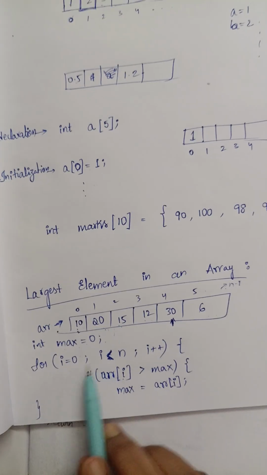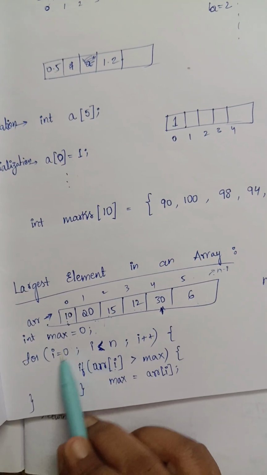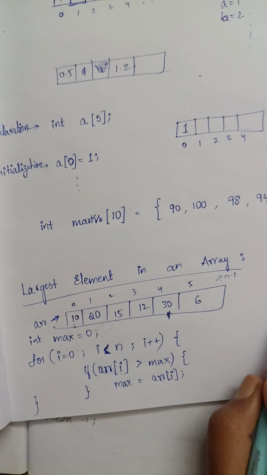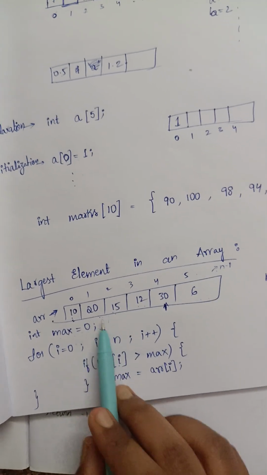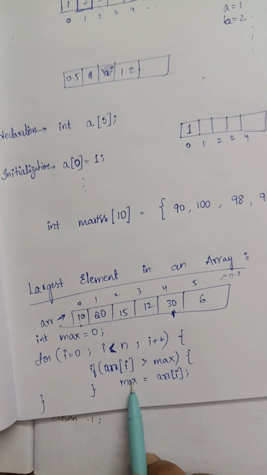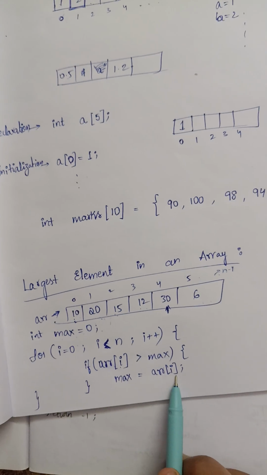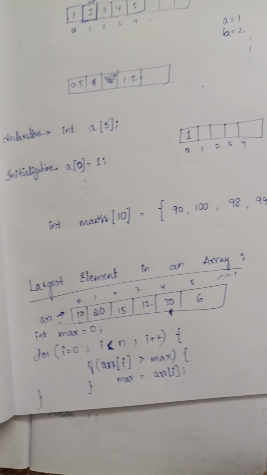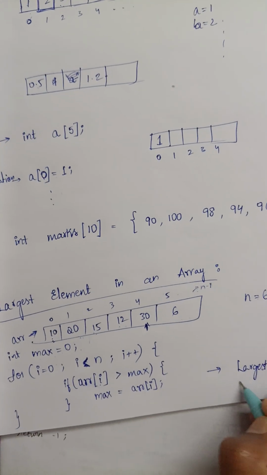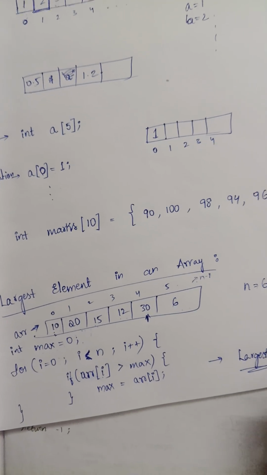Then again it runs, i becomes i plus plus, that is i equals 1. So 1 is less than 6. So array of 1 means 20. So 20 is greater than 10. So max value will be replaced by 20. Again this happens and we'll finally get the largest number as 30.